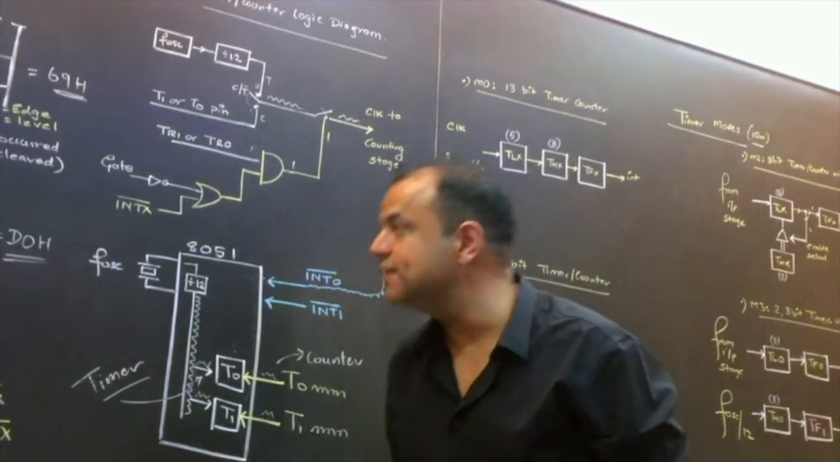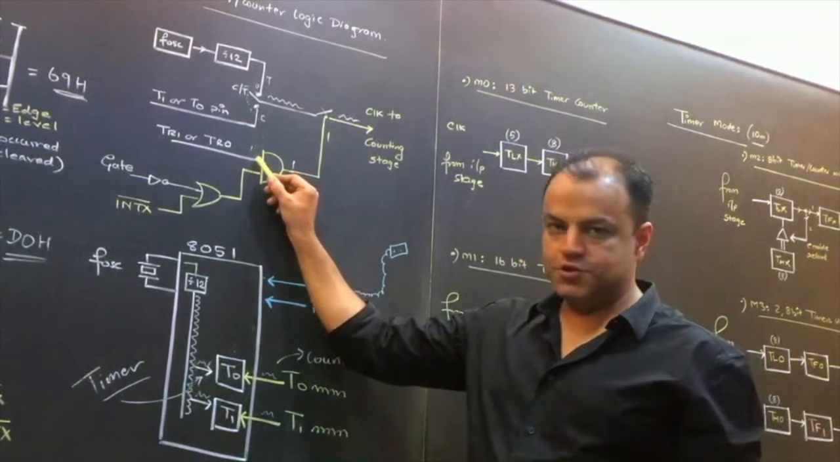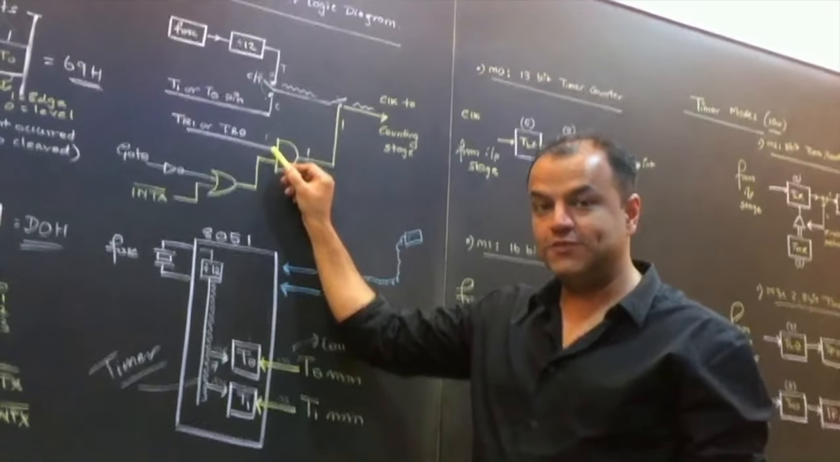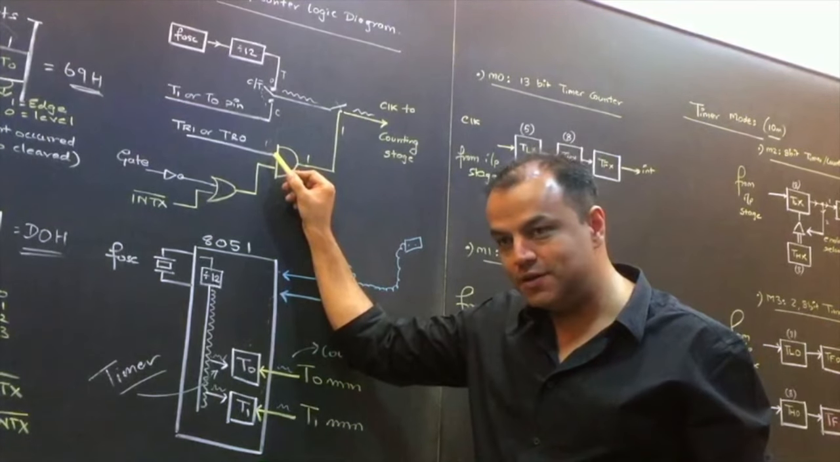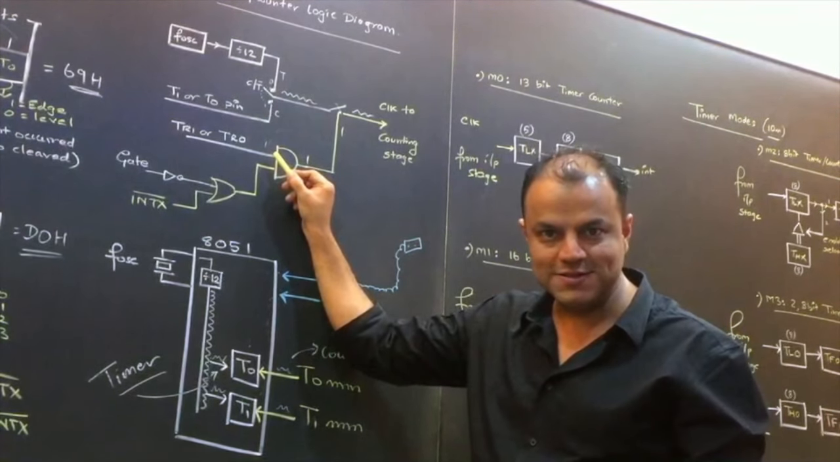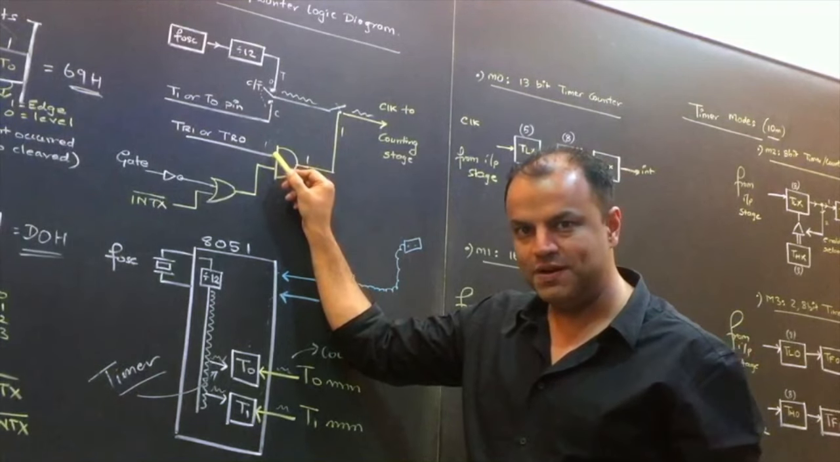Tell me, did you understand this? Further, this bit should be 1. That is necessary. Is it sufficient? No. You understand the difference between the words necessary and sufficient. This is necessary. This bit has to be 1.